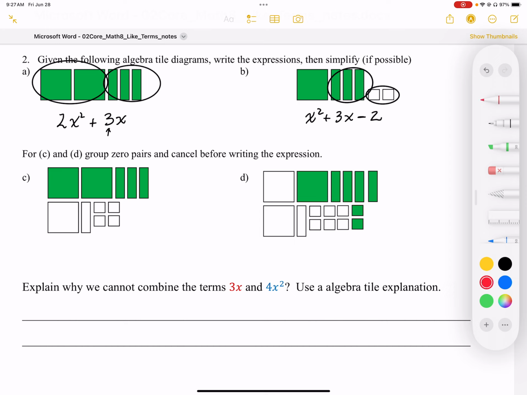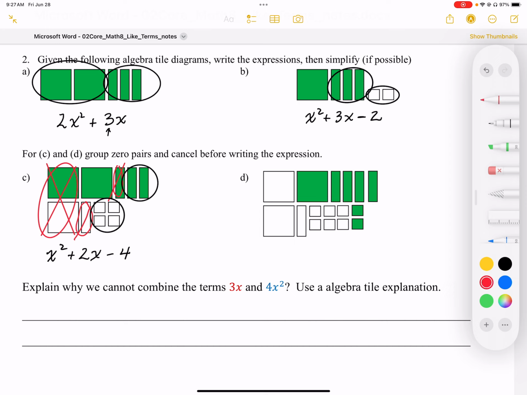Before we count these, we want to make sure we eliminate any zero pairs. So here we have these two together. These are going to cancel out as a zero pair. We have this and this. These can cancel out as zero pairs. And then once we've gotten rid of all our zero pairs, we can count up what's left. It looks like there's one x squared left over. I'm going to count these together. So plus 2x's plus negative 4. Instead of plus negative 4, I'm going to write this as minus 4.